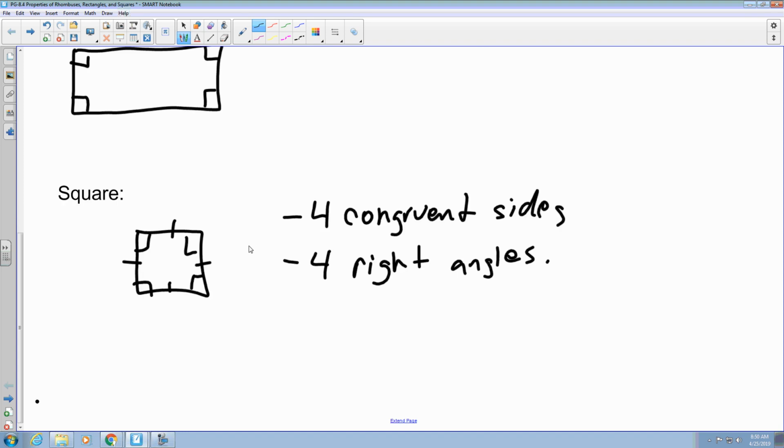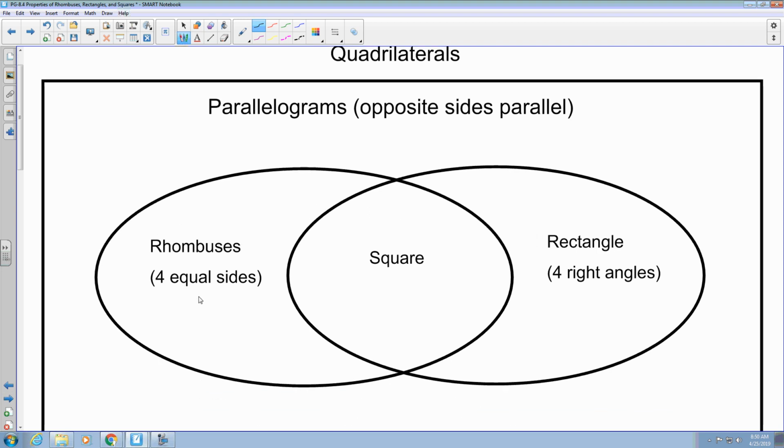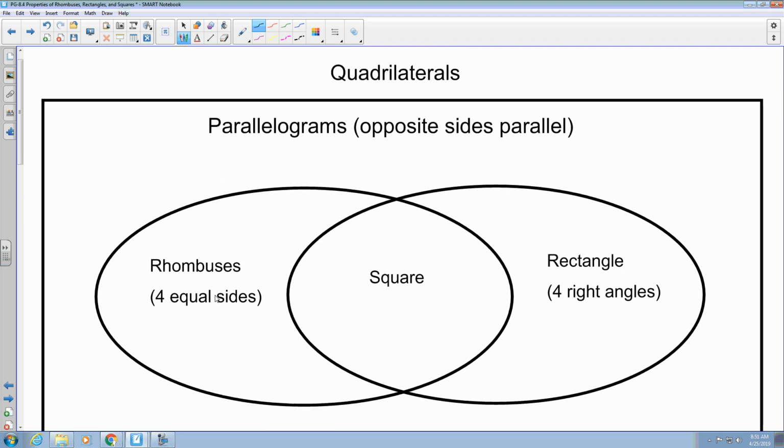If you look at the box here, it says quadrilaterals on top. Quadrilaterals are any four-sided figure, or polygon, we'll say. Of the quadrilaterals, it can be a parallelogram, which means that the opposite sides are parallel. From that, you can make a smaller subset where you have rhombuses with four equal sides, rectangles with four right angles, and then the square that gives you a mix of both of those characteristics as well.